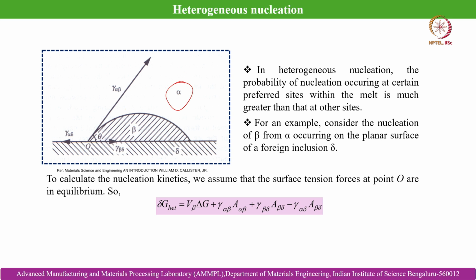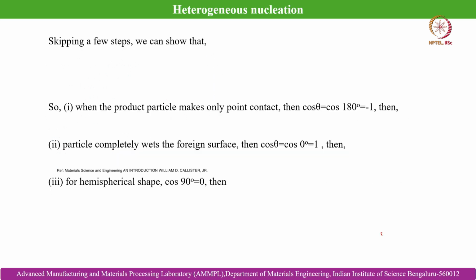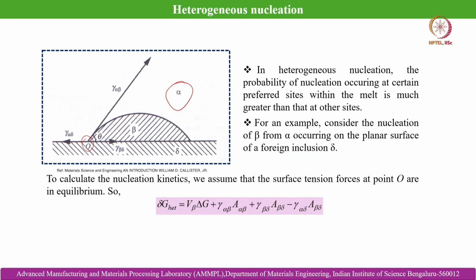To calculate the nucleation kinetics, we assume that the surface tension forces balance at point O. So we need to balance the surface tension forces at this origin point. How can we do that? We can also calculate delta G heterogeneous, that is the free energy change due to heterogeneous nucleation, by balance of surface tension forces.